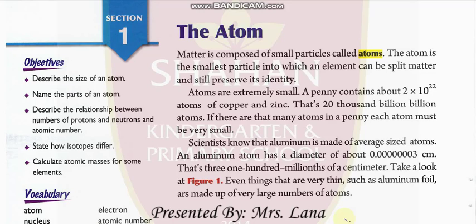Scientists know that aluminium is made of average-sized atoms. Aluminium atoms have a diameter of about 0.00003 centimeters. That is 3/100 millionth of a centimeter. Take a look at figure number 1.